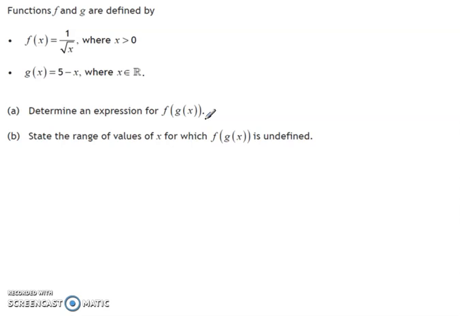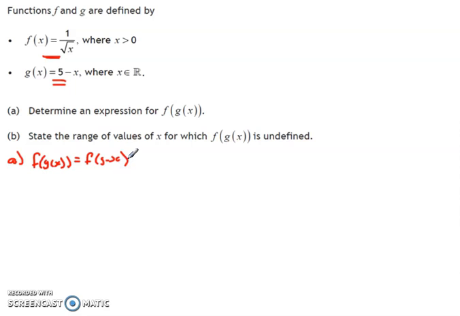The way to think about a composite function is it's a function within a function. So what we're doing is combining two functions together using one as part of the other. Now for part A, determine the expression for f of g of x, we have to know what f is, know what g is, and then figure out how to insert them. Now we know f is 1 over root x, and we know g is 5 minus x. So what f of g of x means is that we're looking for f of 5 minus x.